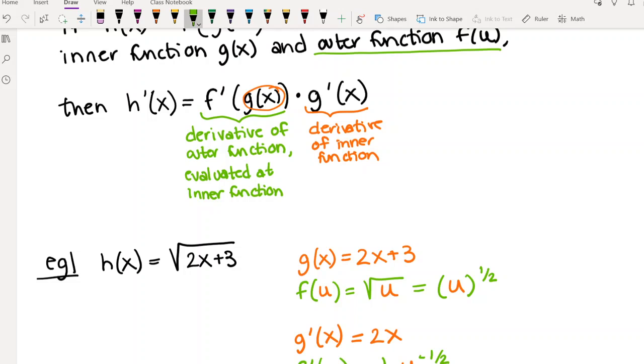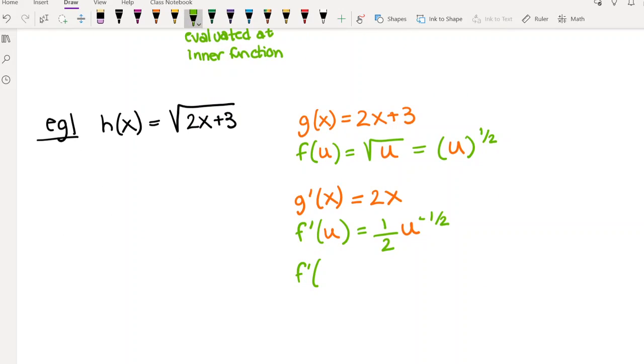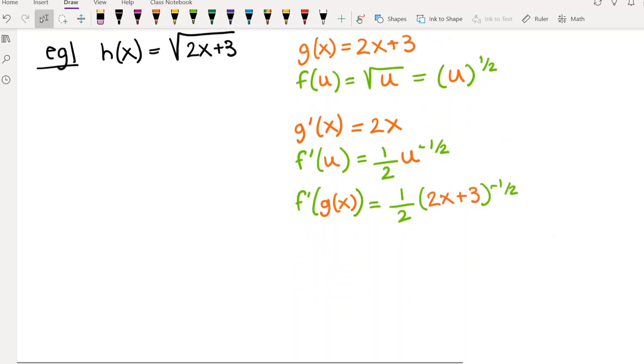So up here, when we said f prime of g of x, that's what we mean. You take the derivative, and then we're just going to stick our original function back in there. So what was our original inside function? It was 2x plus 3. So the derivative evaluated now at the inside function is 1/2 times 2x plus 3 to the negative 1/2. And then let's rewrite that a slightly nicer way. Another way of writing that would be 1 over 2 times the square root of 2x plus 3.